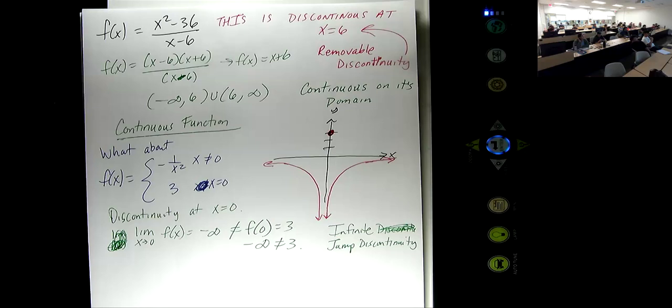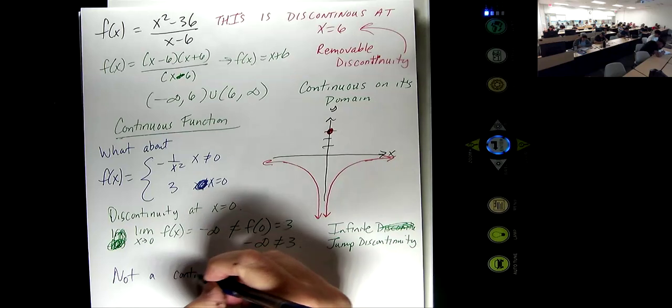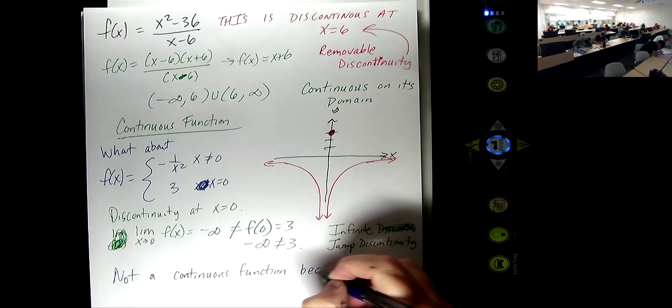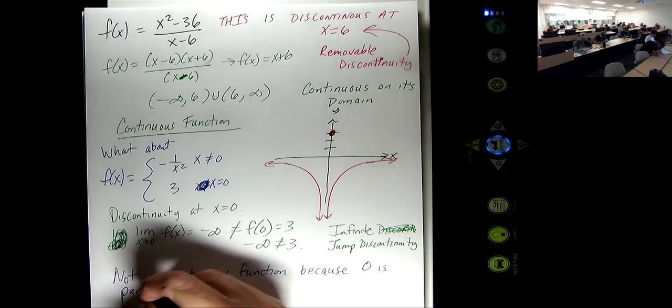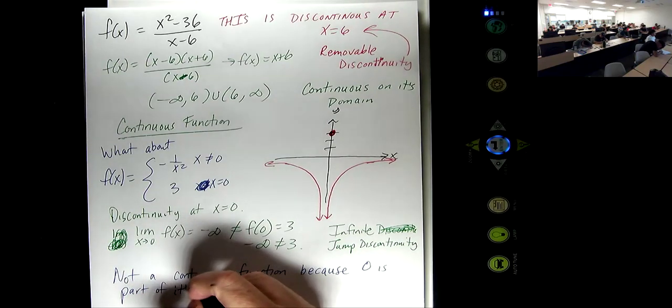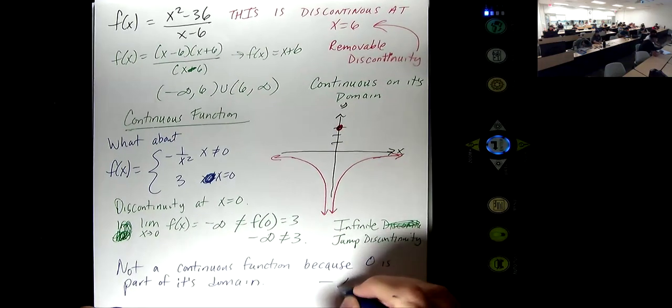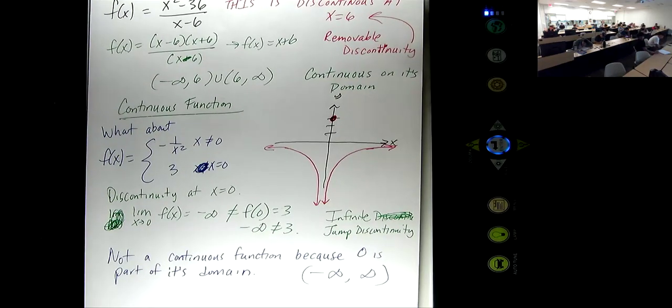No, it's not continuous at 0. It is defined at 0 though. So this is not a continuous function, even though 0 is part of its domain. Domain: negative infinity to infinity. It's valid everywhere. There is a y value for every x.